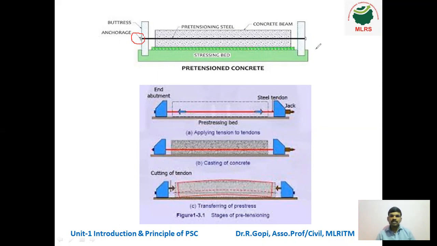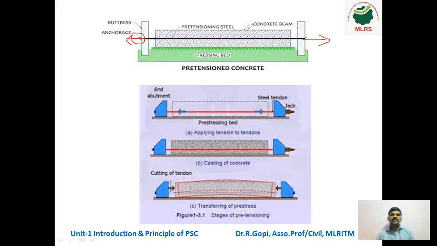The force depends upon the design. Some elements require 500 kilonewton, some elements require 1000 kilonewton. It depends upon the design. After giving sufficient tension force to the tendons, it is kept in tension till concrete attains sufficient strength.